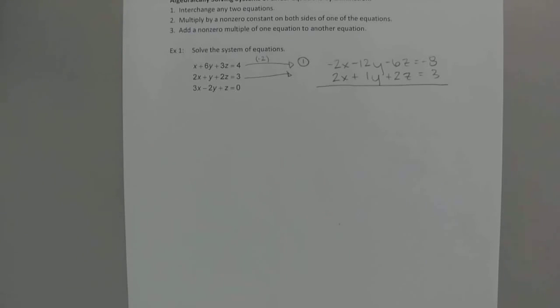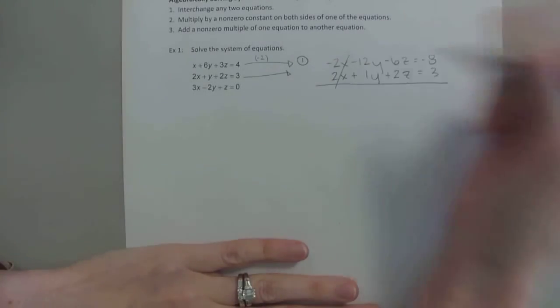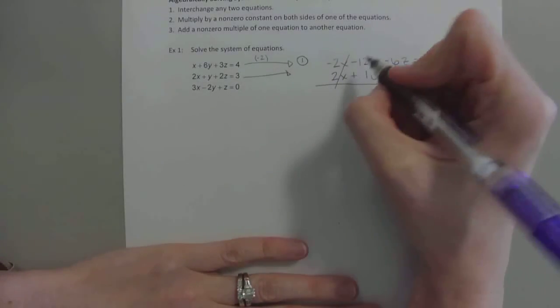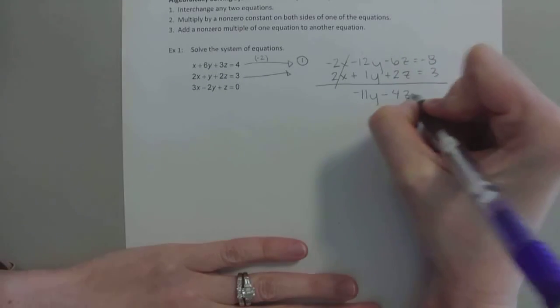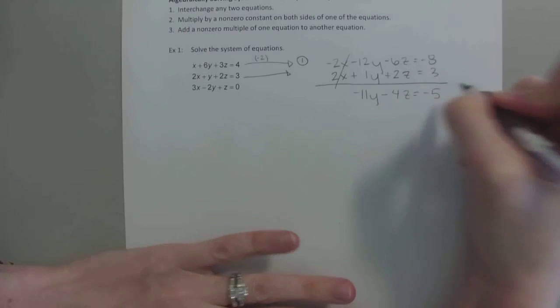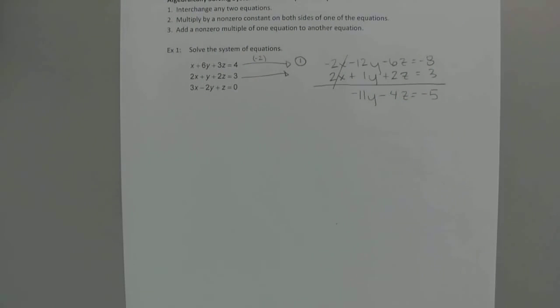So what we're doing is we're eliminating the variable x, all right? So what's going to happen with the -2x and the positive 2x? That's what we wanted to happen, right? And so this will become -11y minus 4z equals -5. Does that look okay?